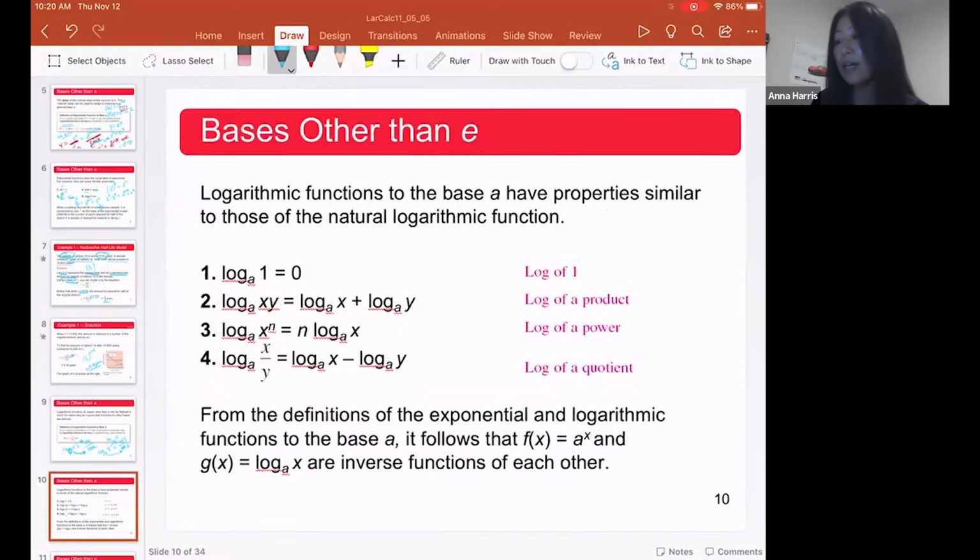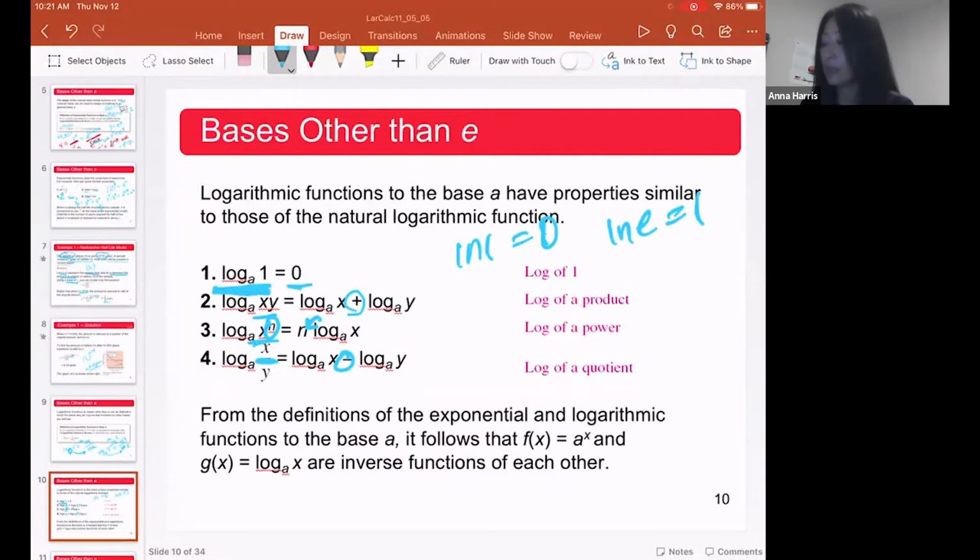All right, so same thing again, just like the natural log. If you have a multiplication, you can make it into a plus. If you have a power, you can put that in the front. If you have a division problem, you can make it a negative. And then log of 1, just like the natural log of 1 is equal to 0, and natural log of e is equal to 1. So same thing, log base a of 1 is equal to 0, because your graph looks like this. That goes through (1, 0). That's what the natural log looks like.